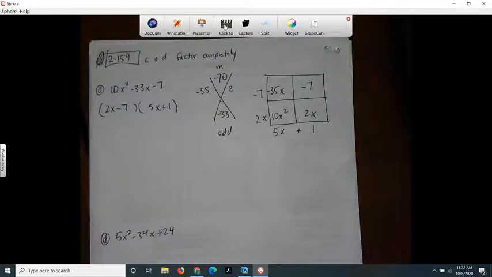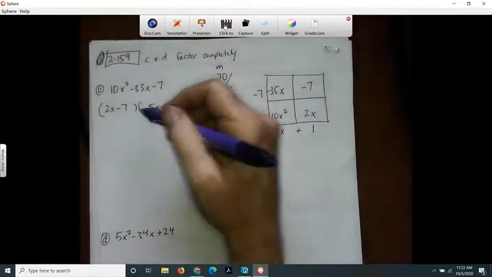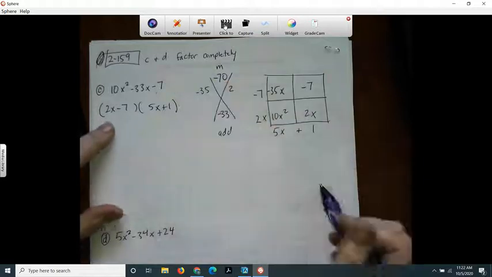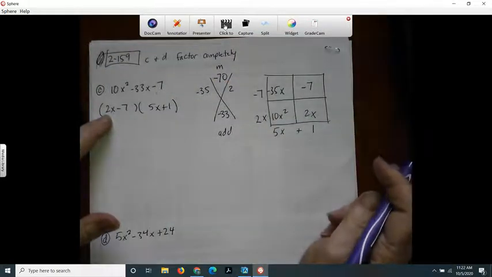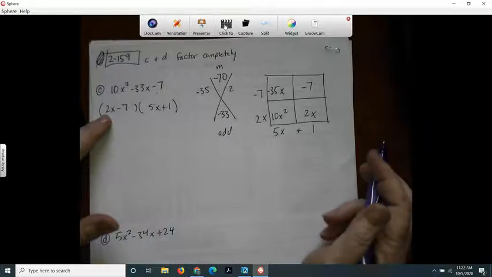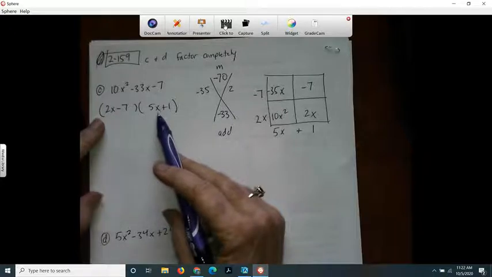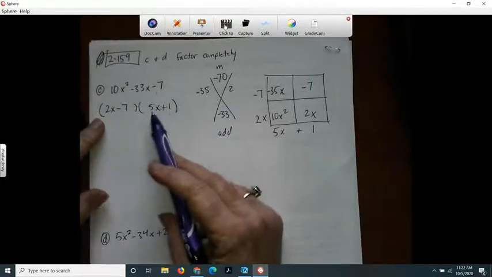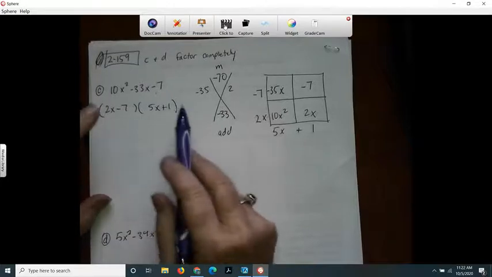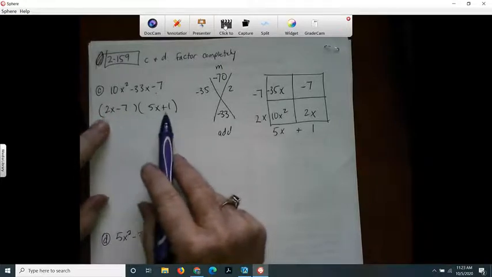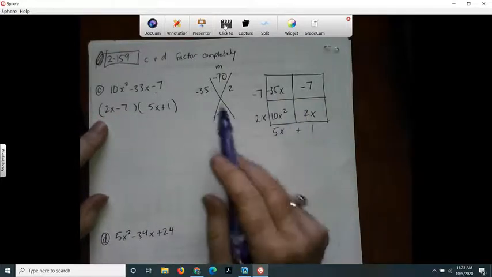Sometimes I'll see people give me answers like x equals. They'll find, when you solve this, x is 7/2. They'll have x minus 7/2, and then this one would be x minus 1/5 or something. We don't want it that way. We don't want it with the fractions like that. We want it factored completely this way using a method similar to this. So this is what we're looking for right here.